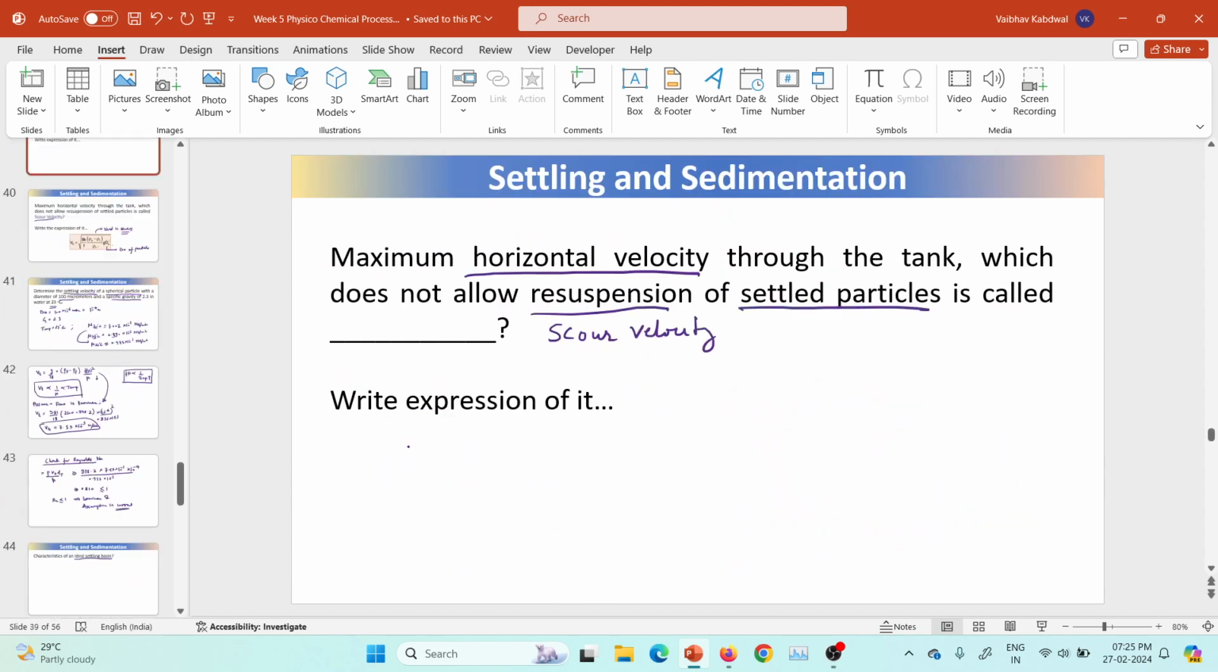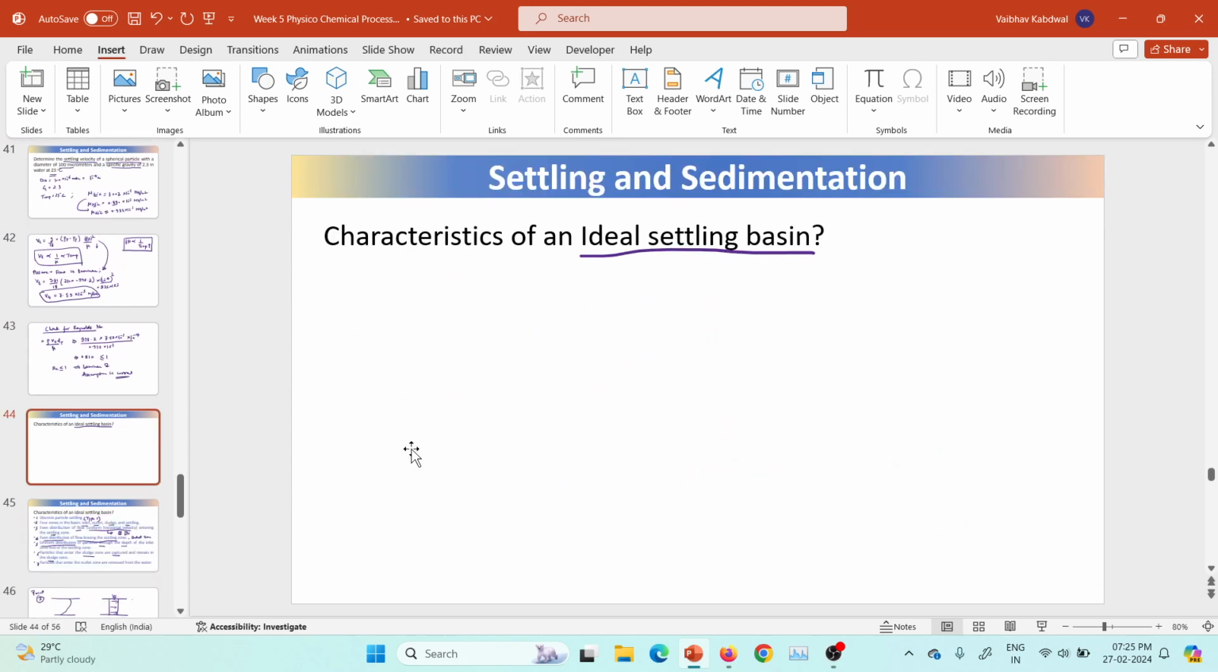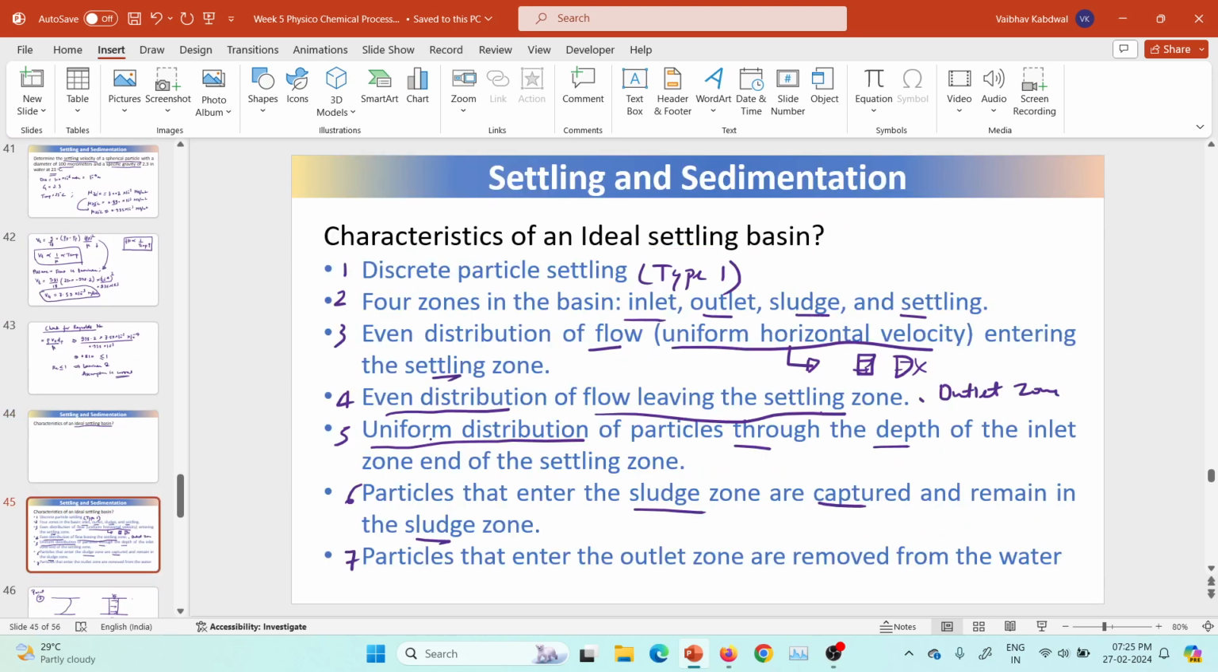Which assumption was this? Uniform distribution of particles throughout the depth of the inlet zone, at the inlet zone end and the starting of the settling zone.